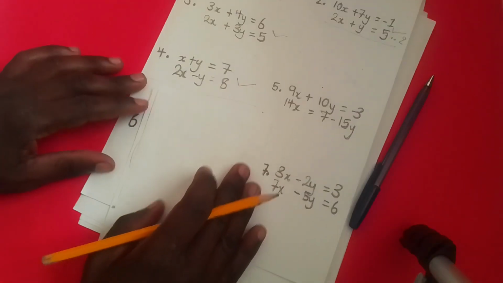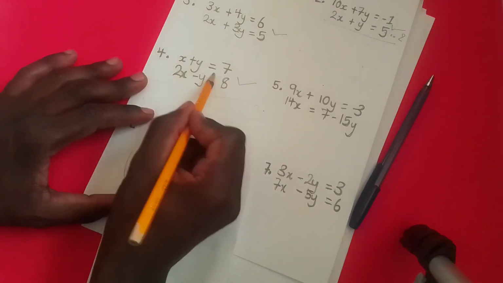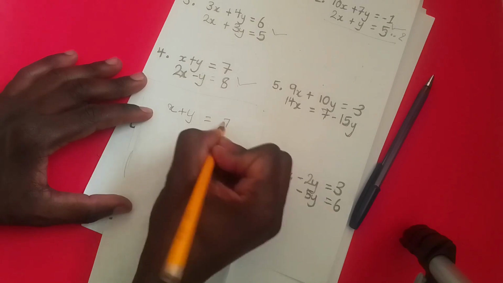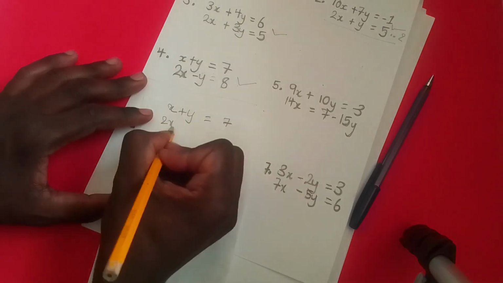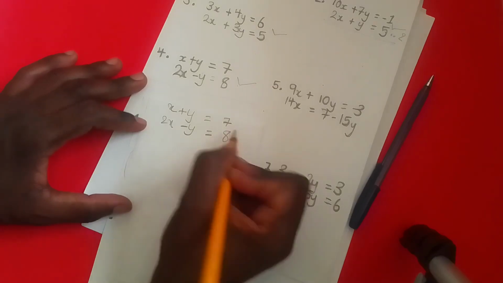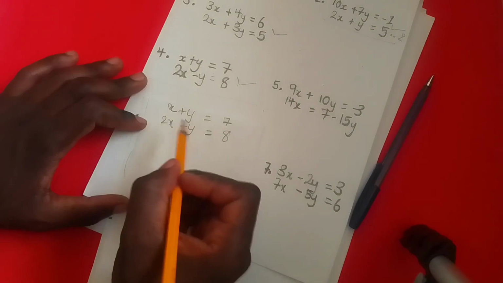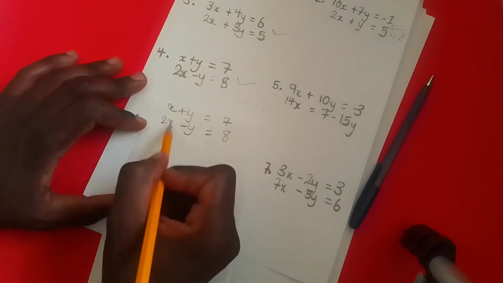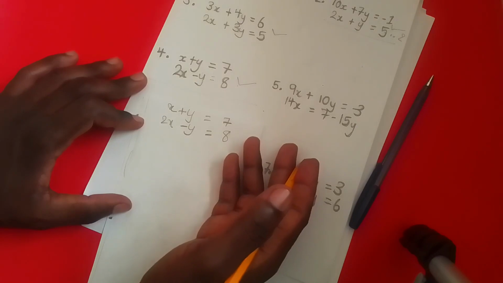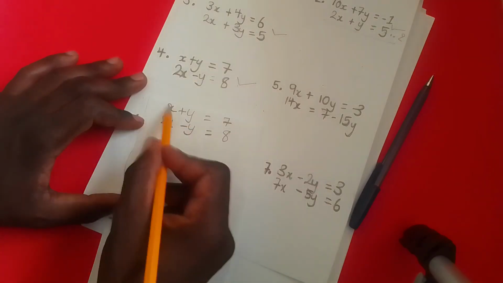Let's tackle question 4. What is question 4 saying? x plus y is equal to 7, and 2x minus y is equal to 8. Right? So the purpose of elimination, we should make the coefficients the same in order for us to eliminate the x variable. So let's make the coefficients the same.